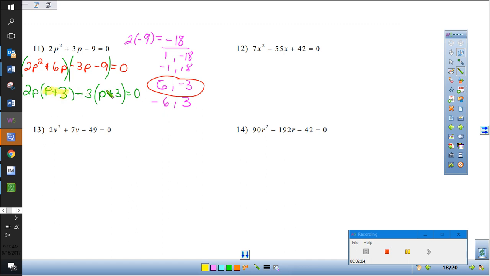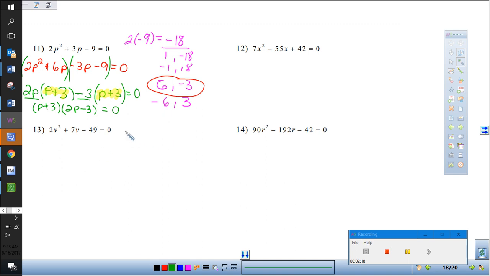Notice we have p plus 3 in common. So I'm going to factor out that p plus 3, and then I'm left with 2p subtract 3. I can now set each factor equal to 0. So I can say p plus 3 equals 0, and 2p minus 3 equals 0. So p equals negative 3. 2p equals positive 3. P equals 3 over 2.